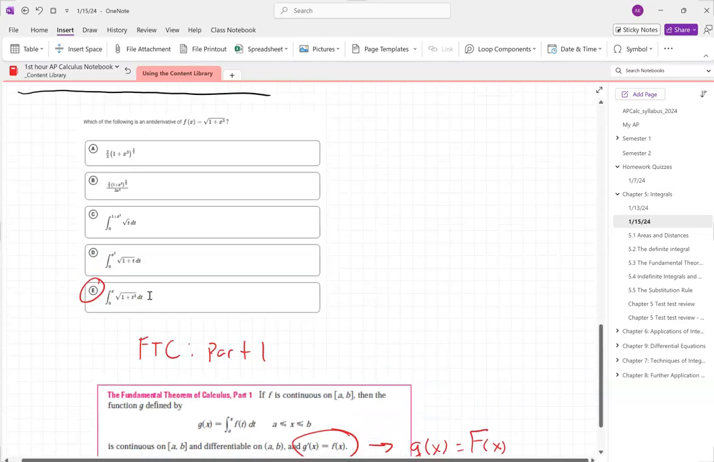So I hope that feels like not an unfair homework quizzing format.